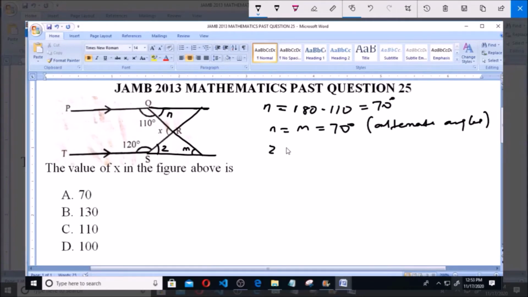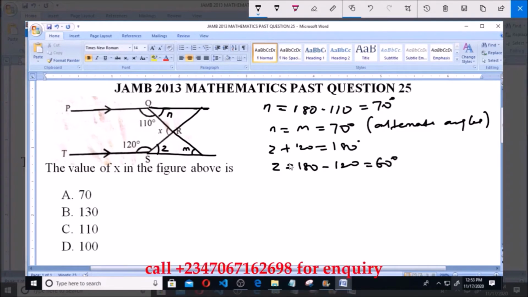Z plus 120 is equal to 180 degrees. Z plus 120 is equal to what? 180 degrees. So this angle Z will be equal to 180 minus 120, which is equal to 60 degrees. Now this is because what? They are angles on a straight line. You know, angle on a straight line is equal to 180 degrees.